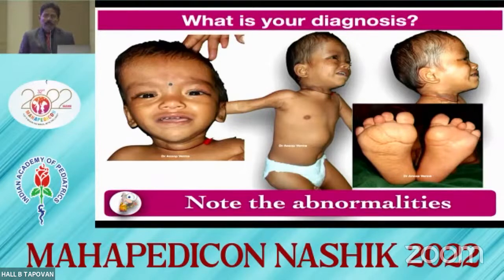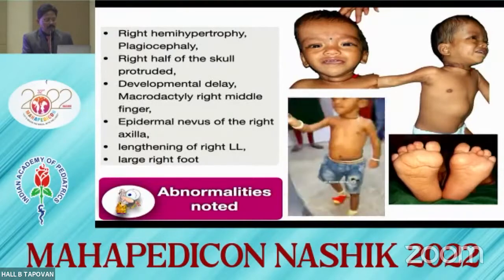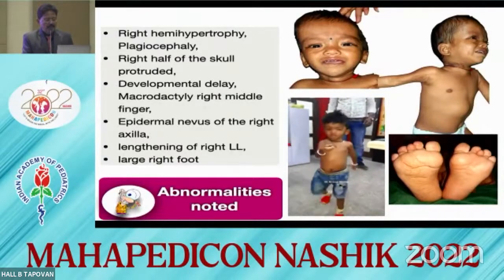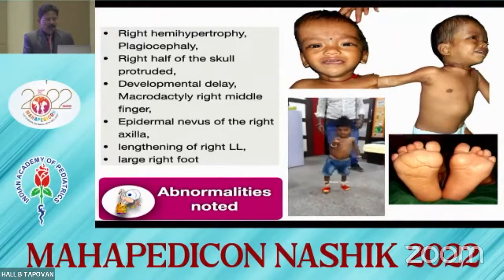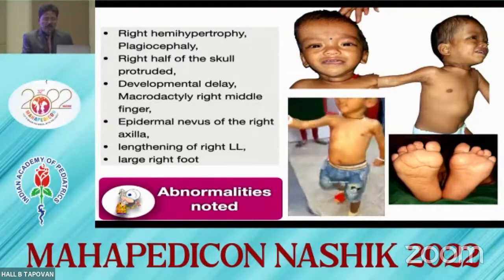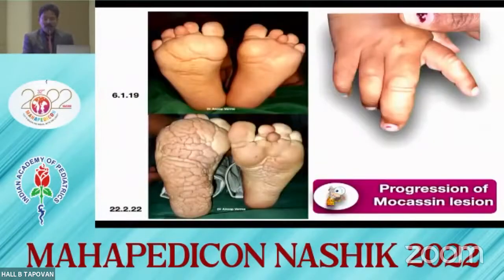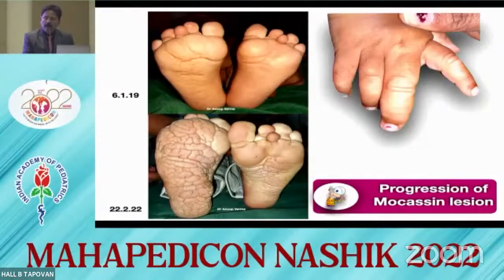a set of clinical clues. We have seen atrophy. Now we are seeing the unilateral hypertrophy. You are seeing the right half of the face is atrophied. The right palm is hypertrophied. You are seeing the nevus, the macrodactyly, lengthening of the right lower limb, large foot. We are following this patient for the last 4 years. You can see how the plantar lesion changes with age. You can see this is the classical Proteus syndrome.